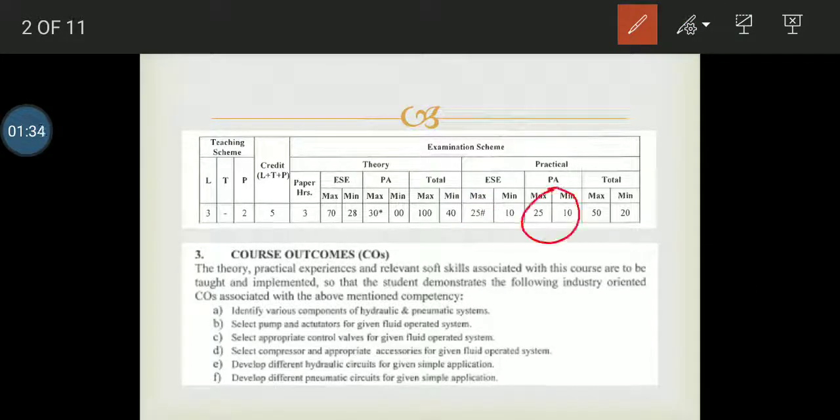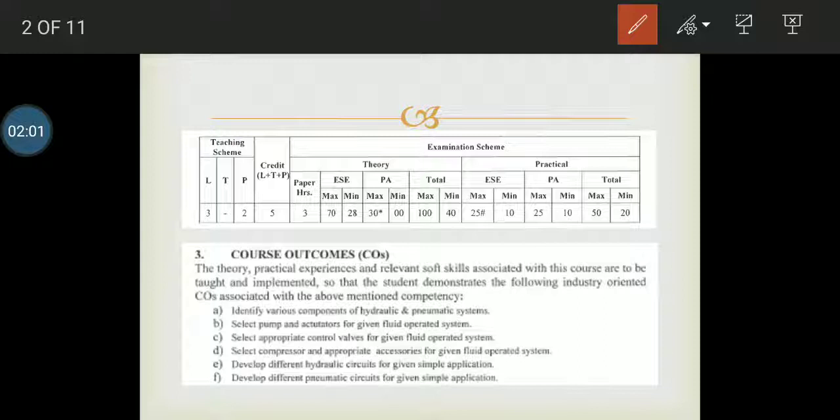Further, 25 more marks are related to the internals, which are based on the submission of the assignments and manuals based on the practical data. So together the practical consists of 50 marks and the theory consists of 100 marks. So the overall subject is of 150 marks.